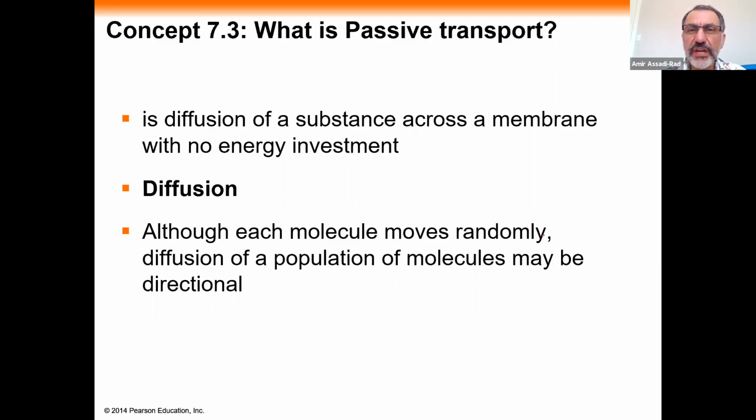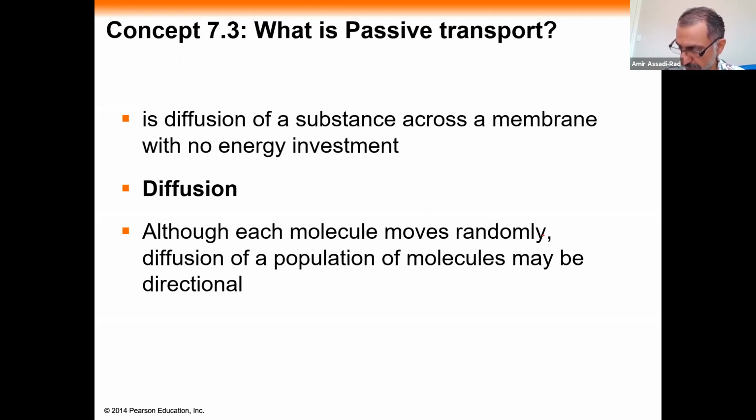What is passive transport? Passive transport is when molecules go in and outside of the cell without any ATP needed. Maybe this is a good place to give you the definition of diffusion. Passive transport and diffusion are two different things. Passive transport is when molecules go from high concentration to low concentration through a membrane without ATP needed.